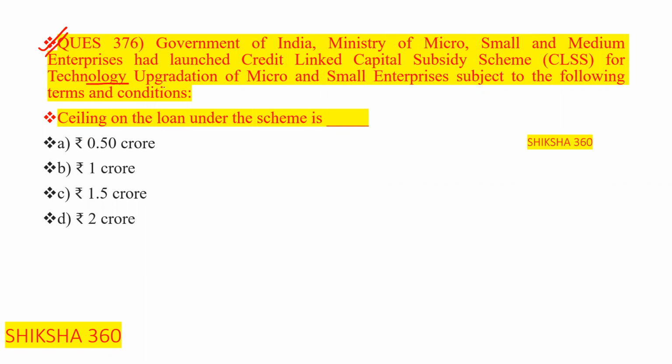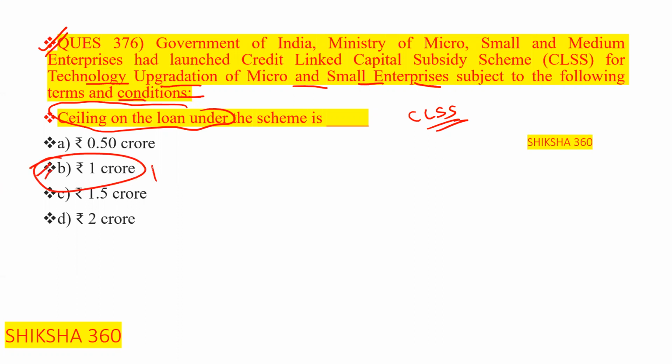Basically it is for technology upgradation of MSMEs, subject to the following terms and conditions. What is the ceiling or limit on the loan under the credit linked capital subsidy scheme? Is it 0.5 crore, 1 crore, 1.5 crore, or 2 crore? So what is the answer? Please tell fast. Many students are answering. I think many of you are able to answer this question. Very easy question. Option number B is the answer, that is 1 crore.